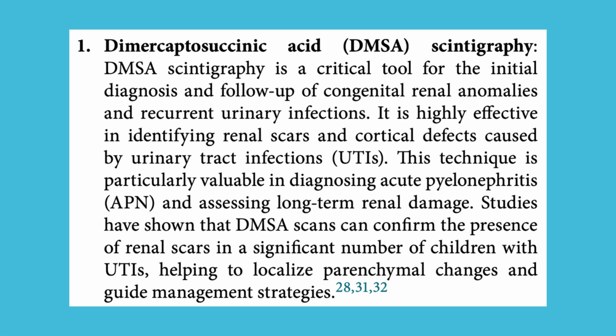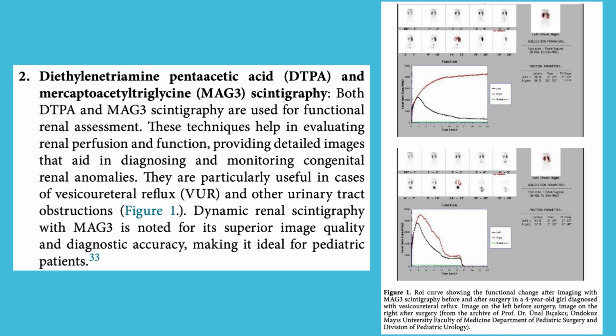Studies have shown that DMSA scans can confirm the presence of renal scars in a significant number of children with UTIs, helping to localize parenchymal changes and guide management strategies. 2. Diethylenetriamine pentaacetic acid, DTPA, and mercaptoacetyltriglycine, MAG3 scintigraphy. Both DTPA and MAG3 scintigraphy are used for functional renal assessment. These techniques help in evaluating renal perfusion and function, providing detailed images that aid in diagnosing and monitoring congenital renal anomalies. They are particularly useful in cases of vesicoureteral reflux, VUR, and other urinary tract obstructions.